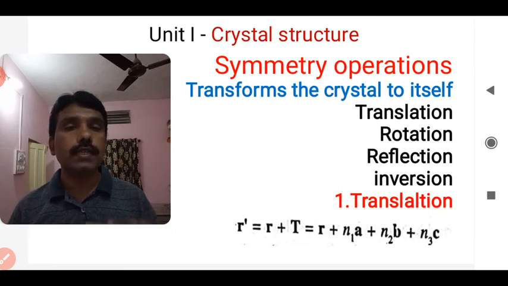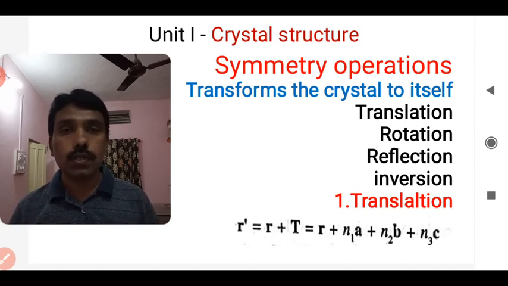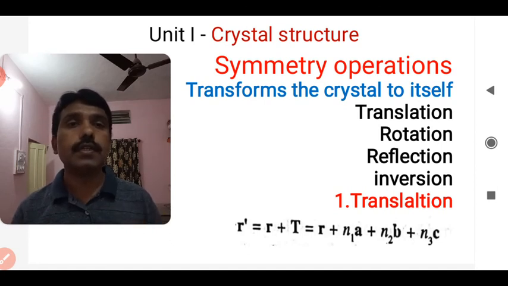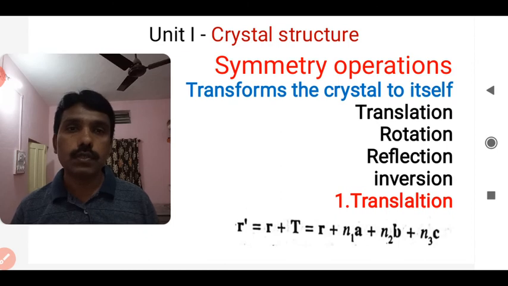As far as the lattices are concerned, we are aware that there are two-dimensional and three-dimensional lattices. The translation, rotation and reflection symmetry operations can already be seen in the two-dimensional lattice. But for the three-dimensional lattice, the inversion is the one that needs a three-dimensional lattice to be present. In the two-dimensional lattice, the inversion symmetry operation is never found.